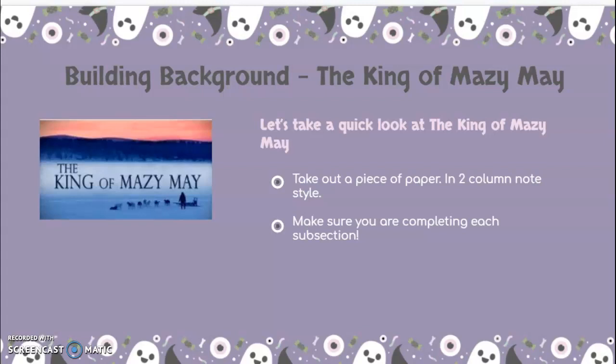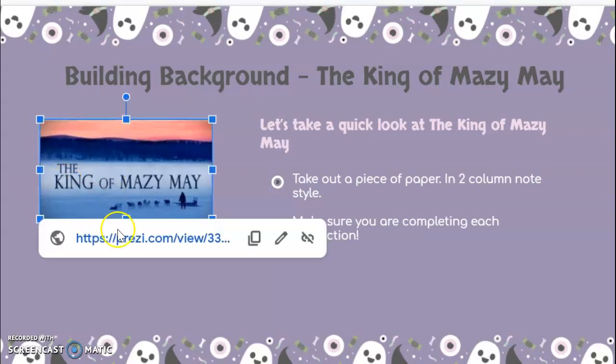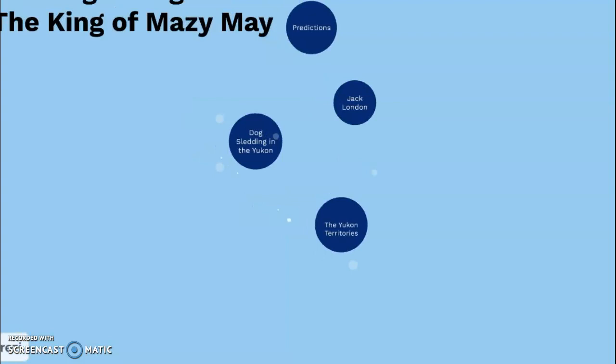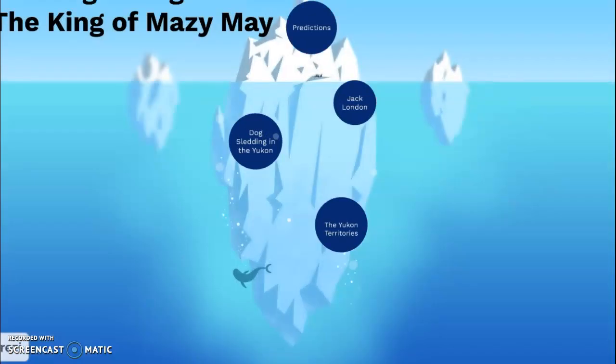Then we went ahead and built some background on The King of Maisie May. I had you guys take notes. Remember, I am going to be collecting these notes at the end of our first StudySync unit. Okay? So, building background for The King of Maisie May. I had you guys write down your 4 topics: essential question, main idea. You guys know how to format your notes.